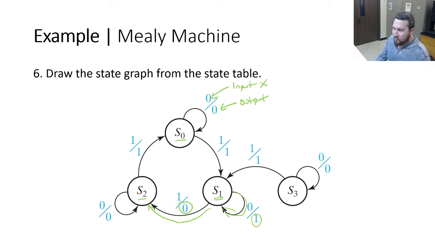We have the state in the bubble. The arrow shows where we're going on the input. The notation here is input x crossed with z for each one. So any questions about that?